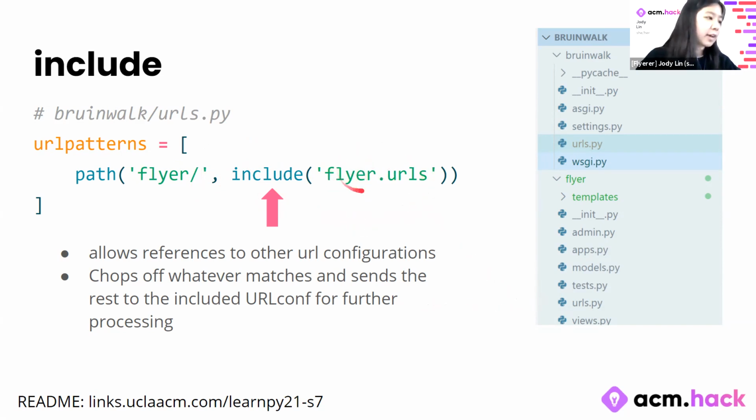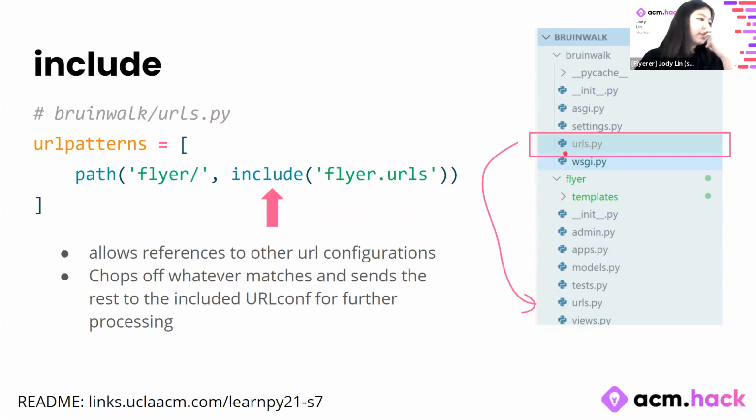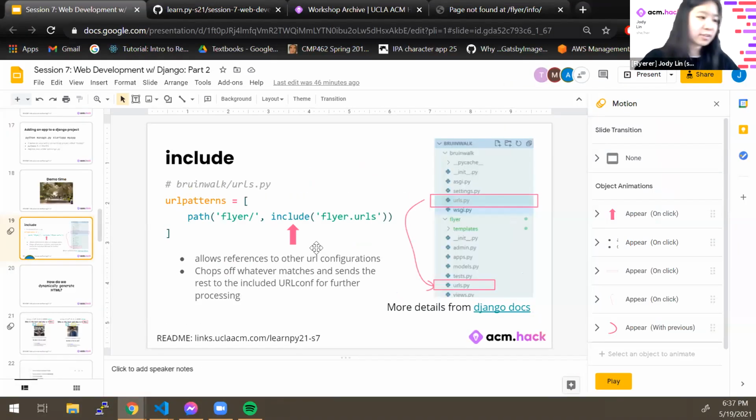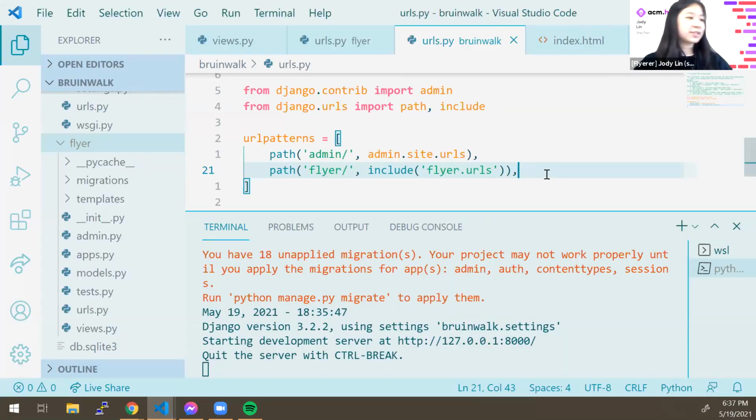So we can see it says flyer, which corresponds to the flyer folder, .urls, which corresponds to this urls file. So essentially what we're doing is we're saying, hey, Bruinwalk urls.py, after matching flyer, I want you to take whatever's left and throw it into this URLs configuration file, and then we'll work from there. So that's essentially what this is doing. Hopefully that makes sense. If it doesn't, let me know in the chat or just ask. But yes, you can also reference this later. Okay, that was a mouthful. All right, so that is what this is doing.